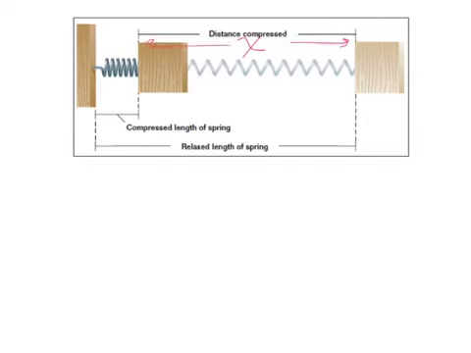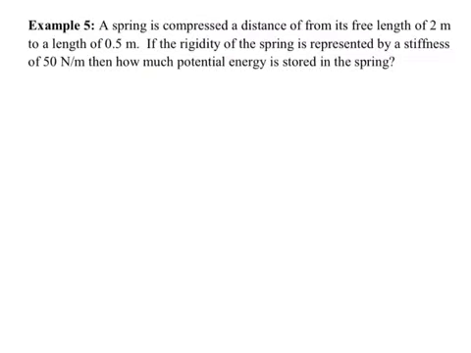Okay? That's what we were just mentioning a moment ago. Example 5: a spring is compressed a distance from its free length of 2 meters to a length of 0.5 meters. If the rigidity of the spring is represented by a stiffness of 50 newtons per meter, then how much potential energy is stored in the spring?